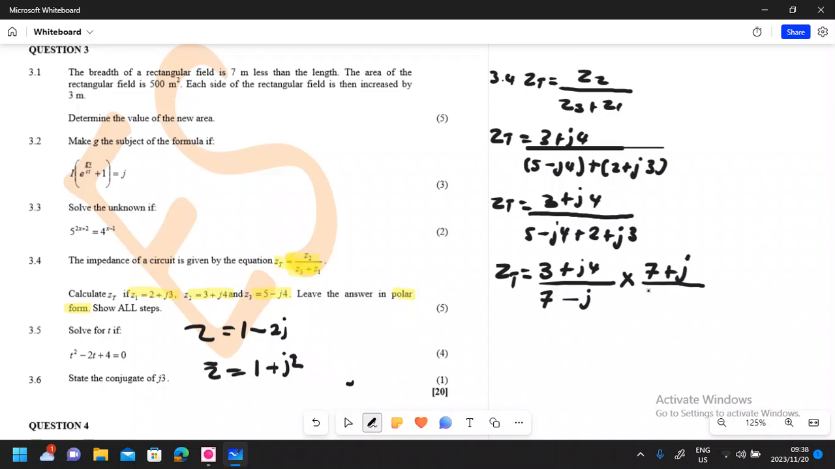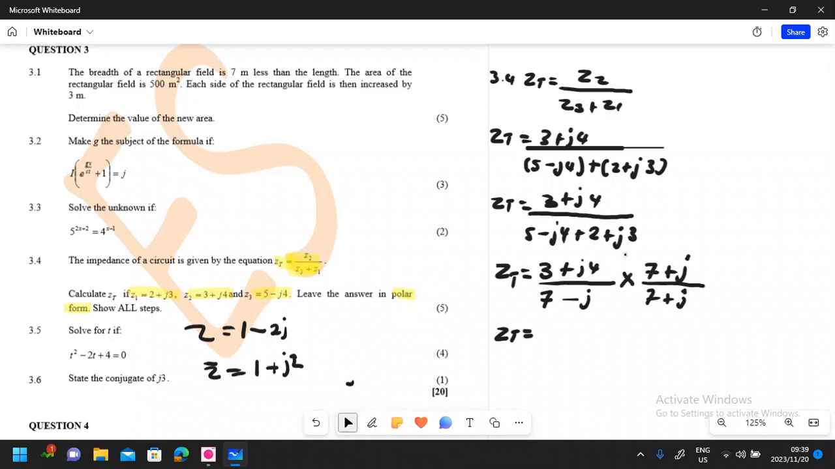Divide by 7 plus j. 7 plus j over 7 plus j, this is 1. All we are doing here is multiplying with the conjugate. This is similar to rationalizing. Right, so let's look at the numerator. When you look at the numerator, let's do the multiplication.